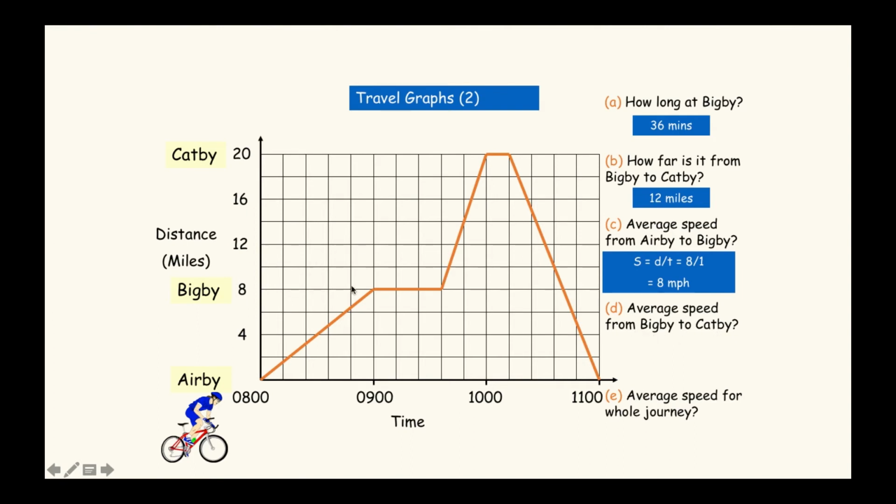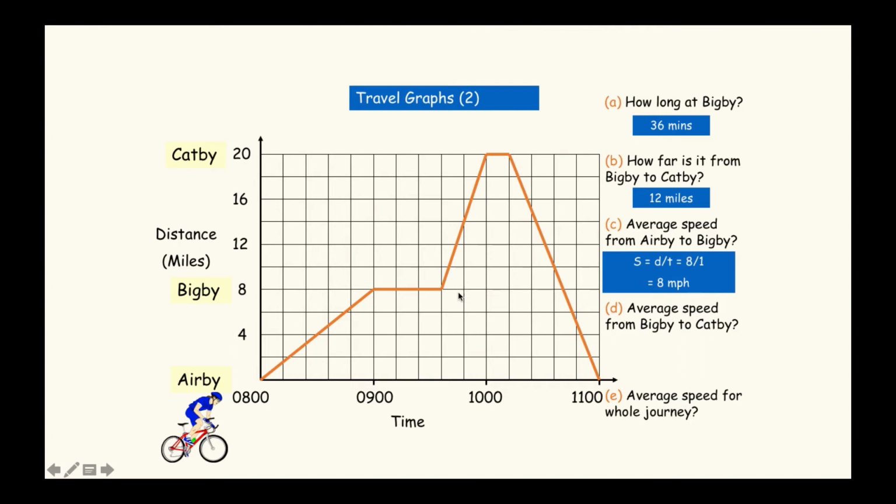So from Bigby, which is here, all the way to Catby, which is there. Obviously they've stayed here, so we don't want to count that line. They've kind of looked around and got off their bikes and stuff. So here they're now travelling again. From 8 up to 20, we realised that was 12 miles. They travelled 12 miles, and it took them 2 squares to do that.